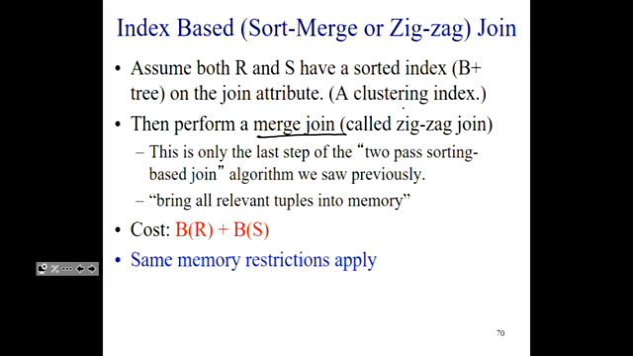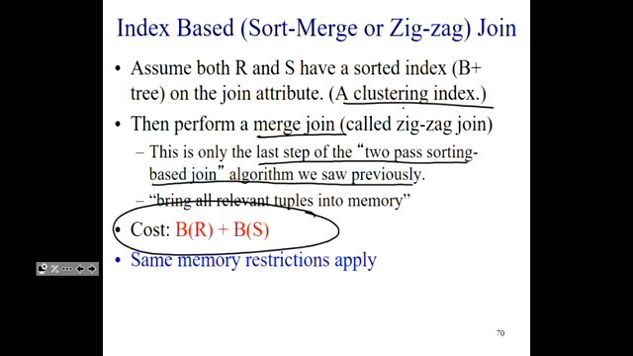This is the last step of the two-part sorting based algorithm that we saw previously, because in this case you don't really need to do the sorting in advance. The index allows you to skip that sorting step. The index allows you to retrieve the tuples in sorted order. And if you have a clustering index, then the cost is B of R plus B of S, because you're simply reading through R and then reading through S in tandem.